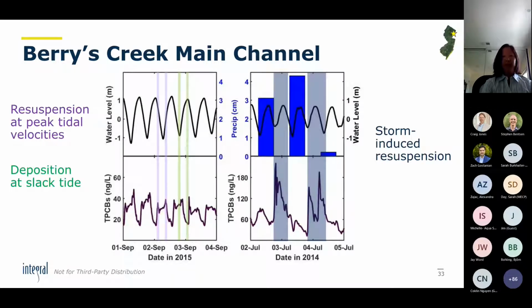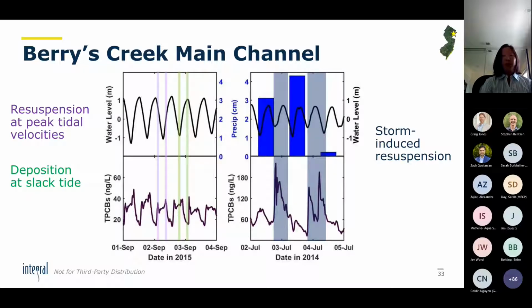A dry period is on the left and a relatively wet period on the right. With optics, we obtained observations of COC resuspension during peak tidal velocities, which we highlight in purple, and deposition during slack tide, which is highlighted in green. We also measured storm flow-induced resuspension, where total PCB concentrations were observed to increase by over 3-fold. But that was followed by a relatively rapid deposition after storm passage. So optics significantly increases the temporal resolution of measurements of COCs, including during episodic events such as storms, when manual sampling is difficult because of safety concerns and frankly from knowing when a storm is going to hit.